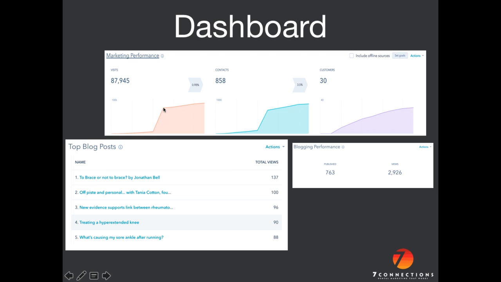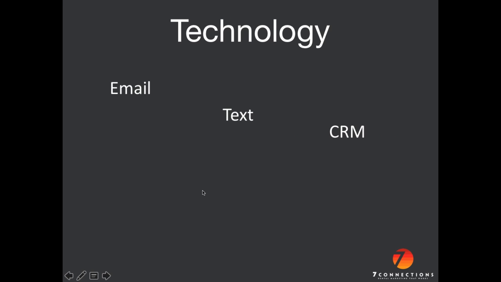And then you can see the rise in visits. So this is about half a year's worth, right? They got about 87,000 visits in half a year. They got 858 contacts from those visits. And just from the visits, within a short period of time, there's 30 customers.